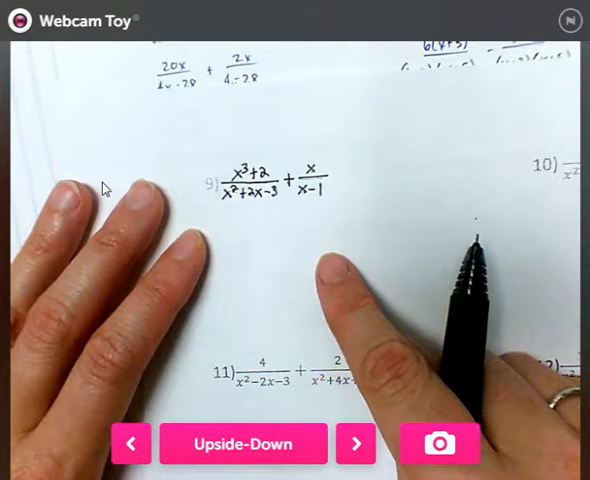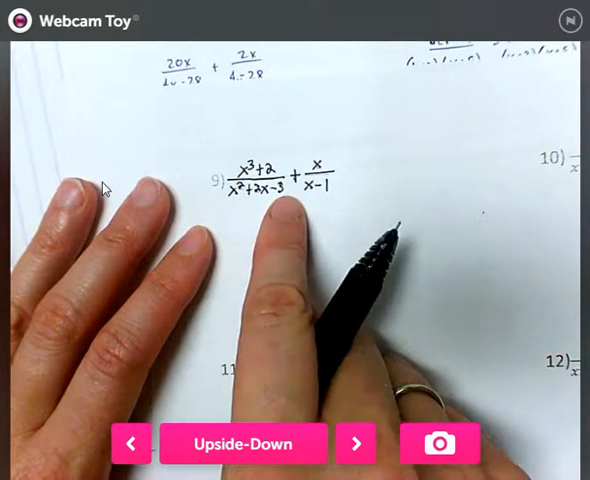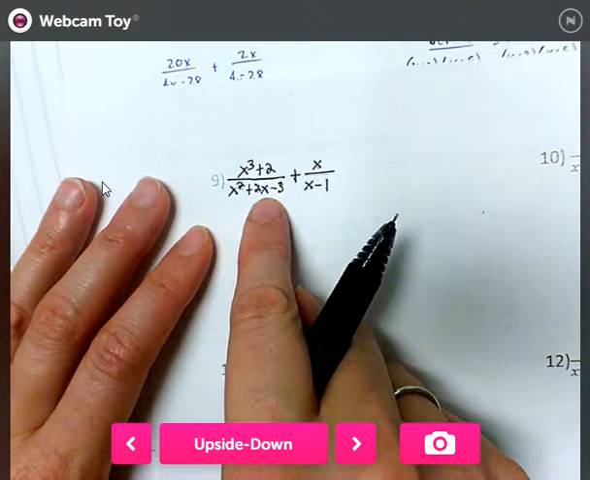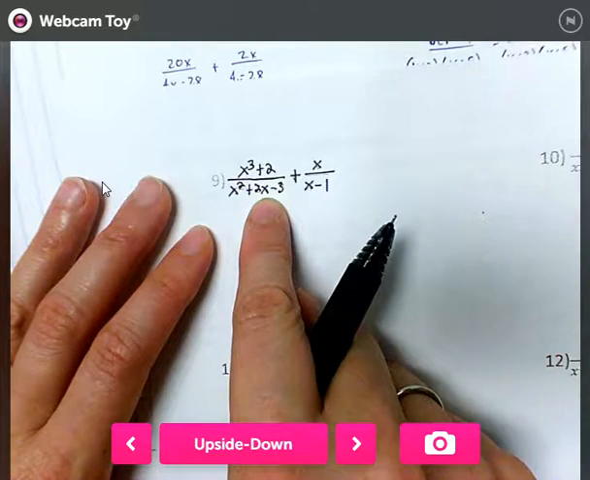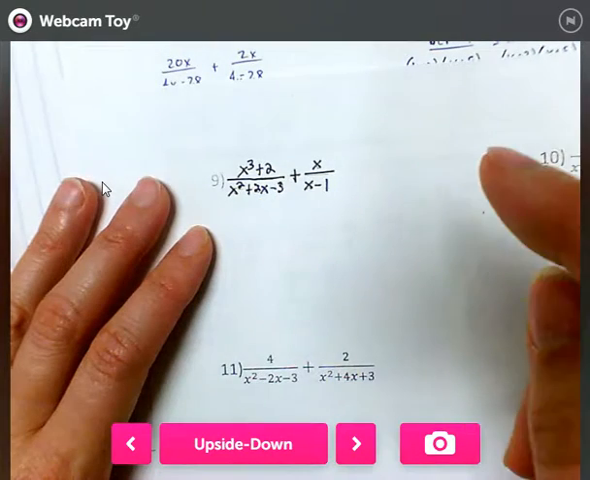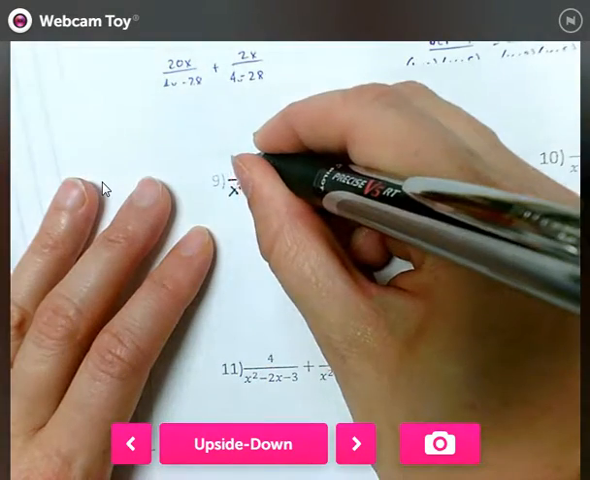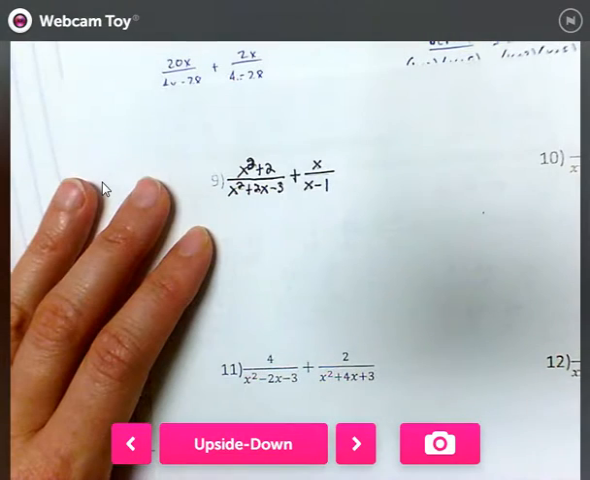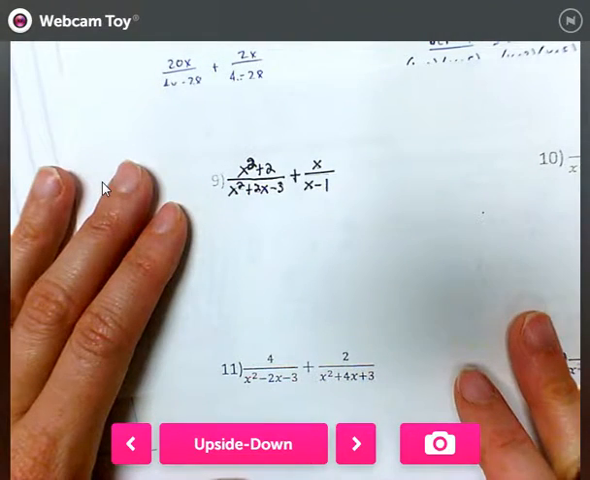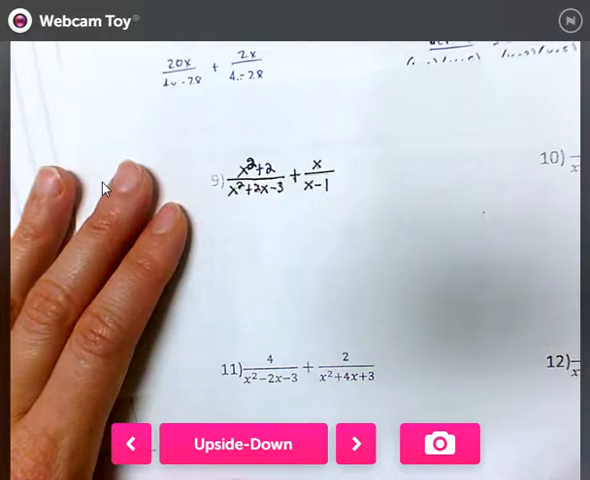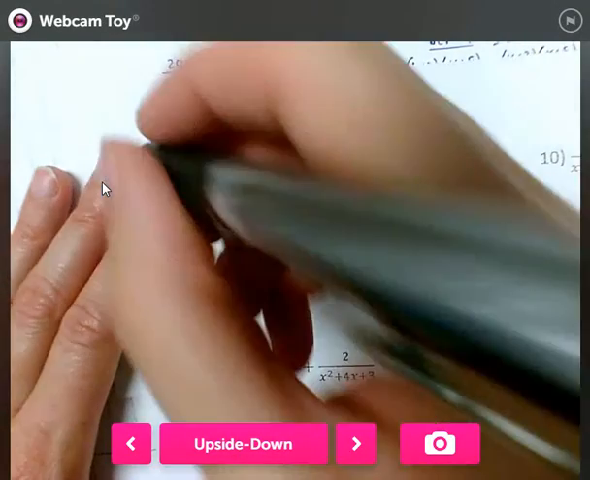So, let's do the back together. First thing I'm going to do is say, okay, let's factor the bottom of this. It says to the second? Okay, is that better? Okay. All right, so let's factor out this bottom part.